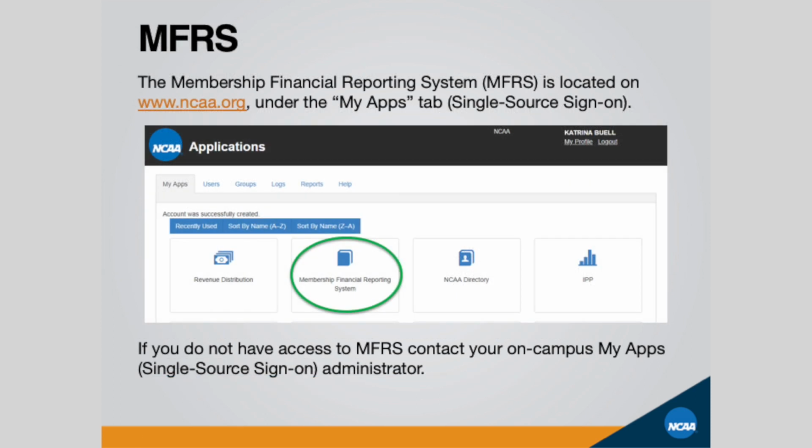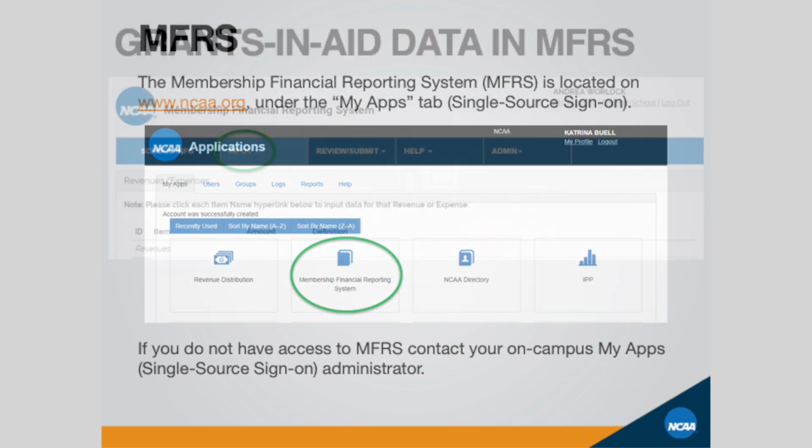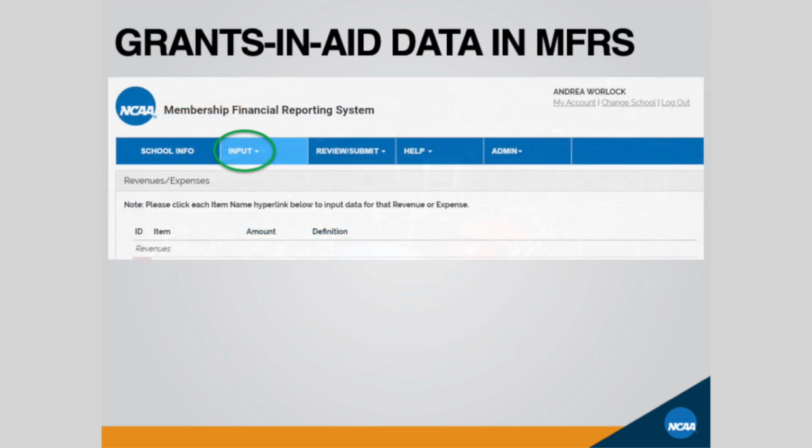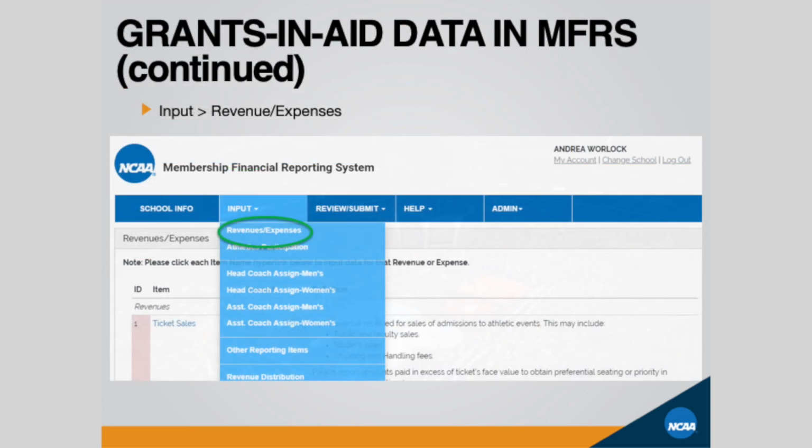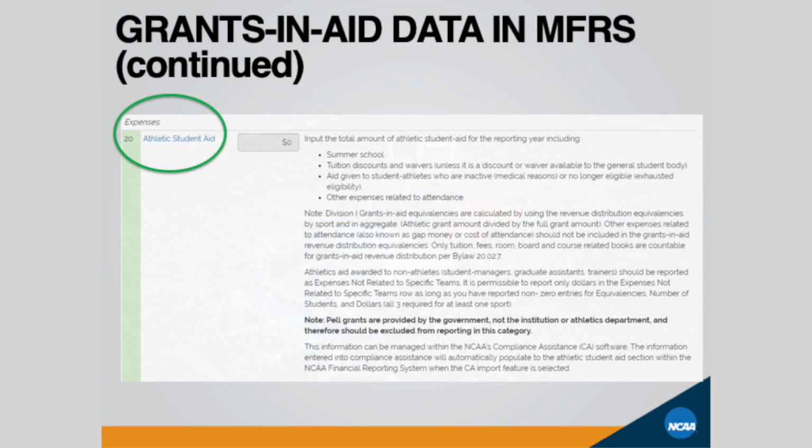The grants and aid data is captured within the Membership Financial Reporting System, which is located under NCAA My Apps. Once you have logged into the NCAA My Apps, click on the Membership Financial Reporting System web tile. On the tab bar, click on Input to release the drop-down menu. Click on Revenues, Expenses. Scroll down to Category 20. Once you have read the instructions to the right, then click on the Athletic Student Aid.